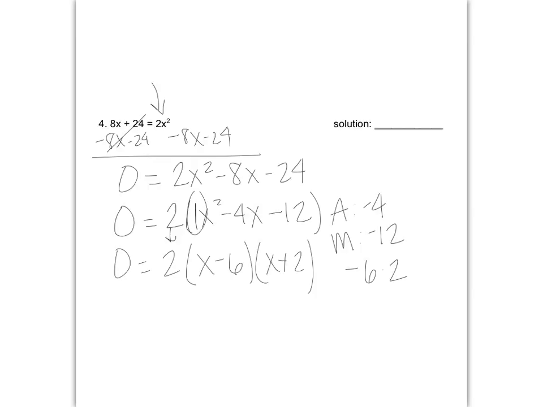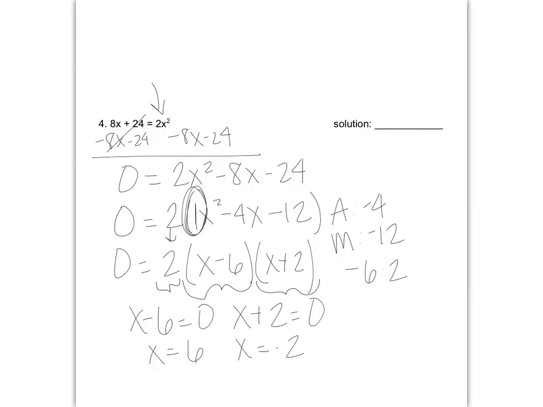And then notice since this is a 1 here, we don't have to use the swing method like we did on the other example that we were using the swing method on. Okay, so once we've done that, we're setting each factor equal to 0. Now notice this 2 here, if we set that equal to 0, that's not going to help us solve for x because there's not an x in it. So we're only going to set x minus 6 and x plus 2 equal to 0. So x would equal 6 and x would equal negative 2.